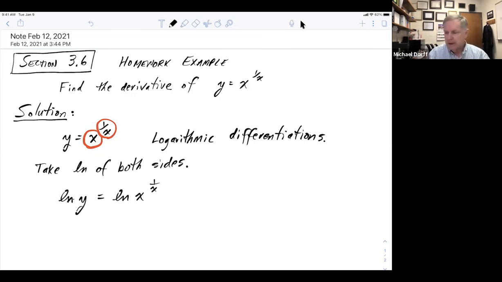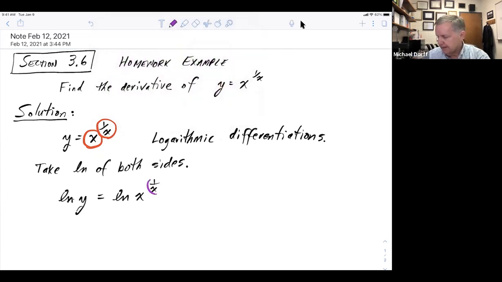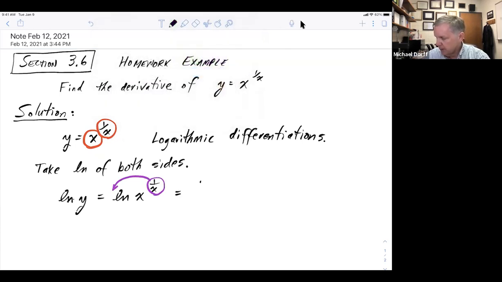How does that help me? Well, now I can use one of my properties of logs that says that if I have the log of something with an exponent, I can bring that exponent out front. So this is then going to be equal to 1 over x times natural log of x. So see how we've gotten the exponent term down onto the same level as the base term with the variable x. Next, then we take d dx of both sides.